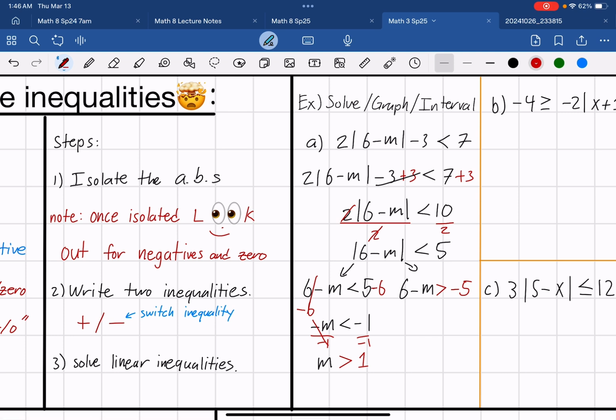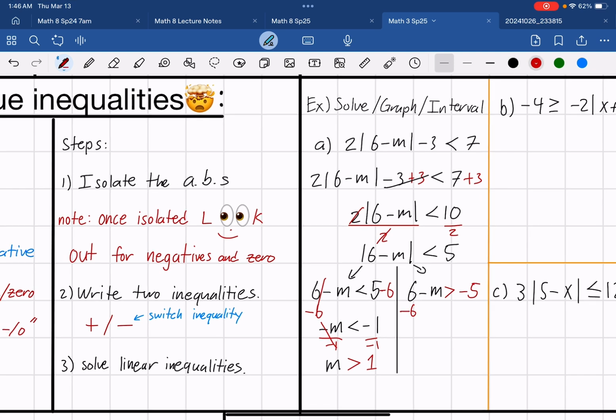Now, on the right hand, the second one, maybe I'll just split it this way so it doesn't look super crammed. I'm going to do the same thing. I'm going to subtract 6 on both ends. That leaves me with negative m is greater than negative 11. But once again, dividing by that negative 1 on both sides, on the left it simplifies to a positive, but that triggers me having to switch my inequality, and I'm left with positive 11.